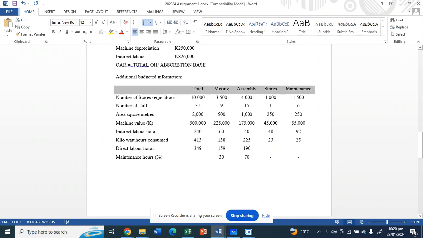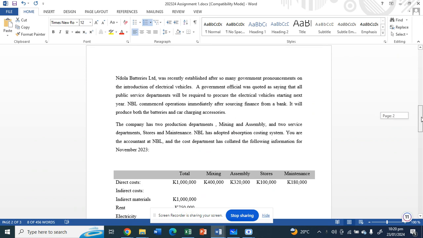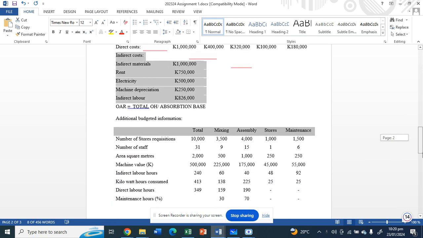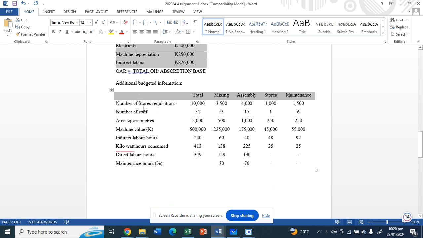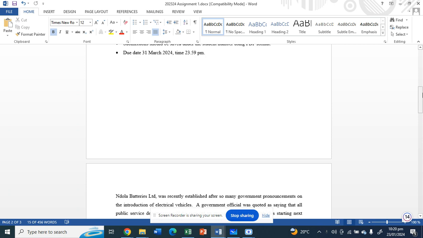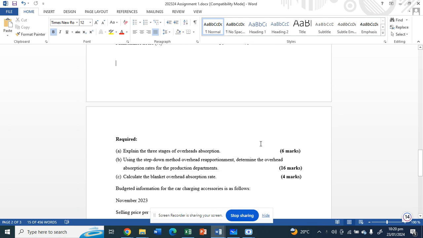Okay, so we are looking at this question on Dollar Batteries Limited. We've been given information about the overheads, these indirect costs, and we've got additional budgeted information here. So the first part of the question is asking us to explain the three stages of overhead absorption.